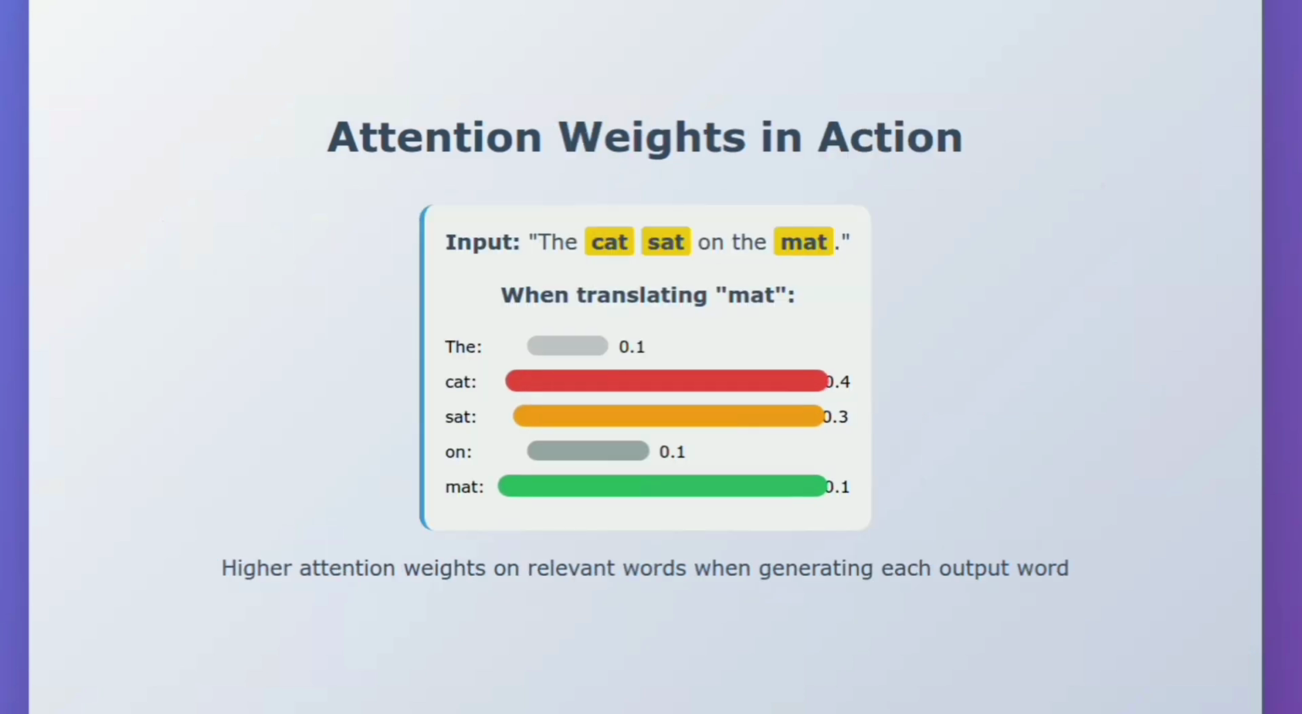Imagine translating "the cat sat on the mat." When the decoder translates mat, it pays more attention to the words cat and sat in the original sentence. Attention calculates a score for how relevant each encoder hidden state is to the current decoder hidden state, then creates a weighted sum of those encoder states to form a new context vector for the decoder.